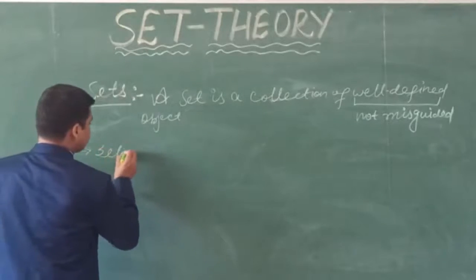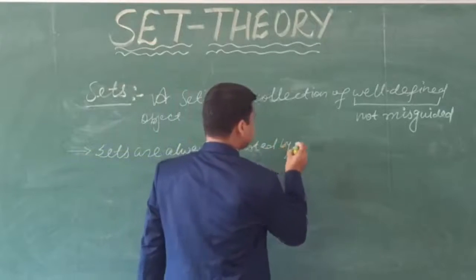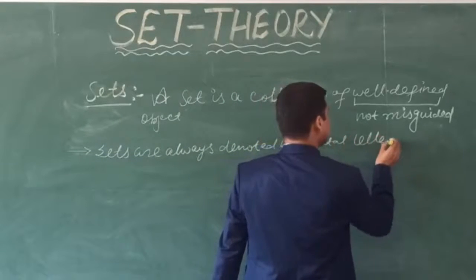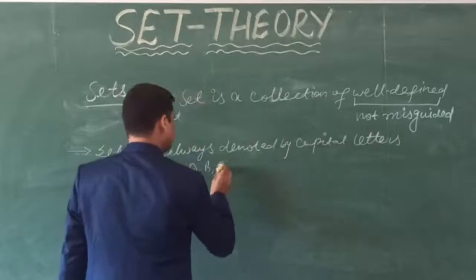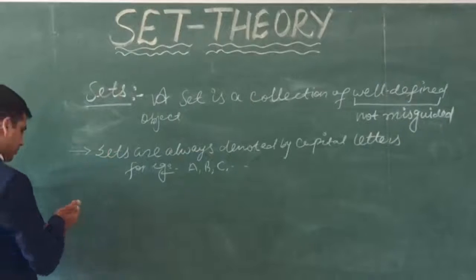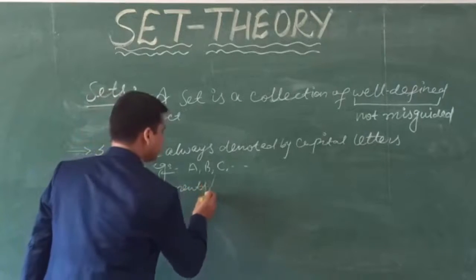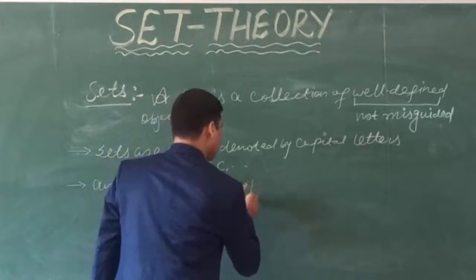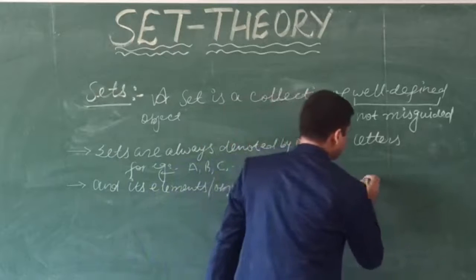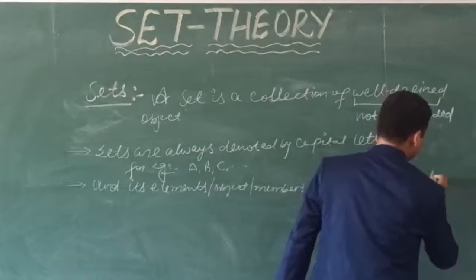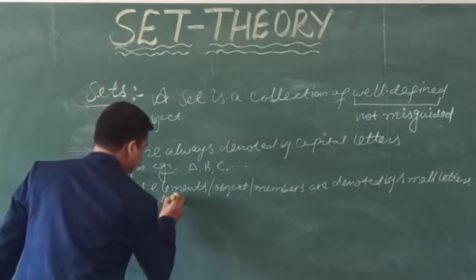Now, what is the next point? The next point is sets are always denoted by capital letters. For example, capital A, capital B, and capital C, and so on. Next point is its elements, or you can say objects, or one more name, members, are denoted by small letters, and then enclosed by curly brackets.